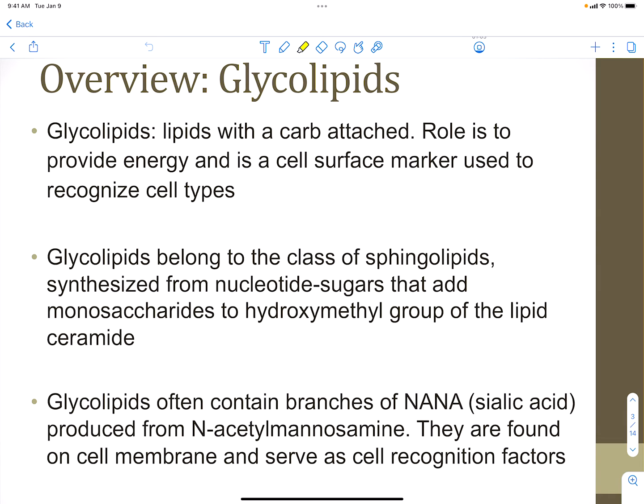The glycolipids are going to be a particular class of sphingolipids, and so these are going to be synthesized from nucleotide sugars. And again, you're going to add these sugars to a hydroxymethyl group of the lipid ceramide. Glycolipids are going to contain branches often of sialic acid, and then these again are going to be on the membrane cell recognition factors. Sialic acid brings negative charges so that the lipids can interact with the aqueous environment.